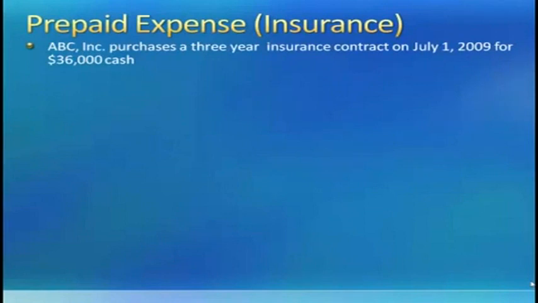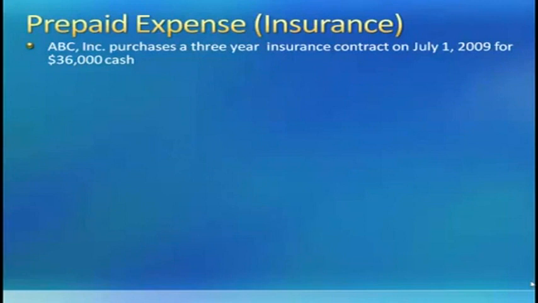A second example of the first type of adjusting entry involves prepaid expenses. This is another example of how you convert an asset to an expense. And these types of expenses generally involve assets with a specific term duration that the company acquires and pays for at the beginning of the asset's term. So a typical example could be an insurance contract. If you prepay for an insurance contract, you pay for it all up front, and that insurance covers you for a specific term. In this example, ABC purchases a 3-year insurance contract on July 1st, 2009 for $36,000 cash.